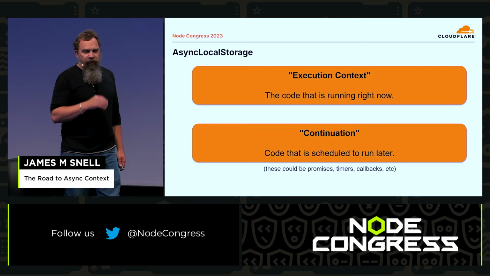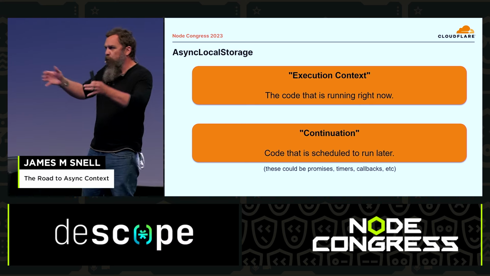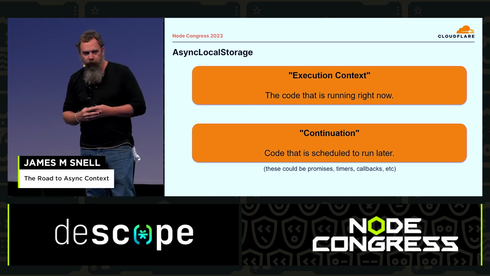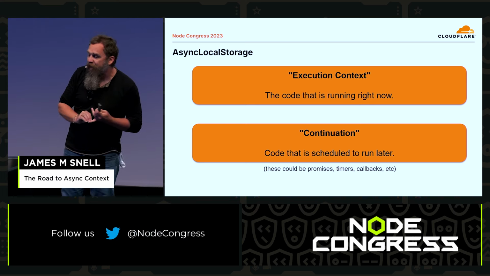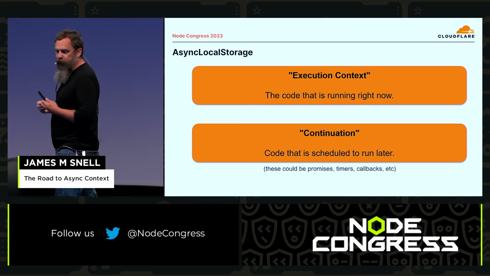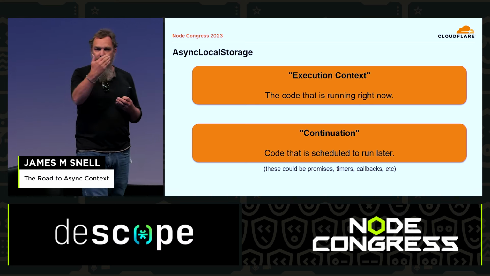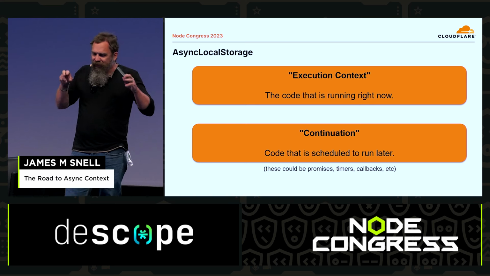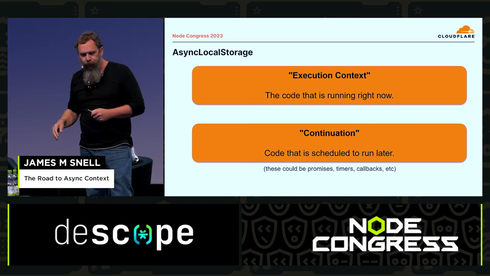We have this notion of what's called an execution context. This is whatever code is running right now. That execution context can schedule a continuation. A continuation is any code that's scheduled to run later. Think of a timer or a promise, anytime you attach a then, a catch, or a finally to it. Callbacks too, so when you're calling the FS API and that async callback is run later. Continuation is the generic term for those things that are scheduled to run later.